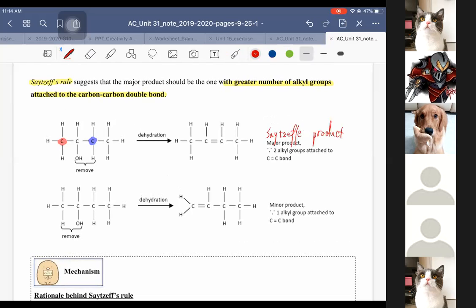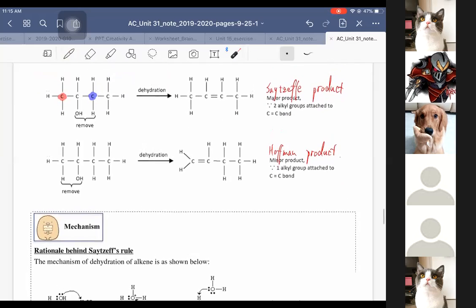Zaitsev's product. And then if we remove the hydrogen from the carbon with a lesser number of alkyl groups, then it would be the minor product. The minor product can also be called the Hofmann product. Okay, and it's less stable compared to the upper one. So you need to be able to work out which one is going to be the major product.